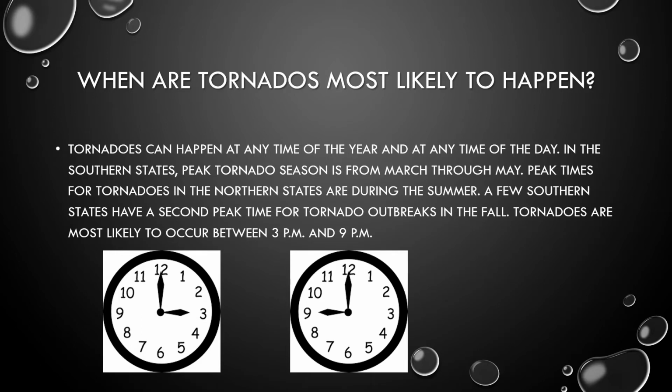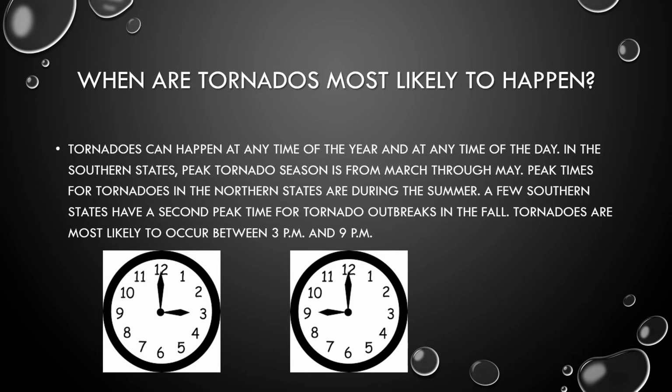So, when are tornadoes most likely to happen? Tornadoes can happen at any time of the year and at any time of the day. In the southern states, like in Texas and Louisiana, the peak tornado season is from March through May. So they're in their peak tornado season right now. Peak times for tornadoes in the northern states, kind of where we're at, South Dakota, Minnesota, Iowa, Nebraska, are during the summer. So we're just about to head into our peak season.